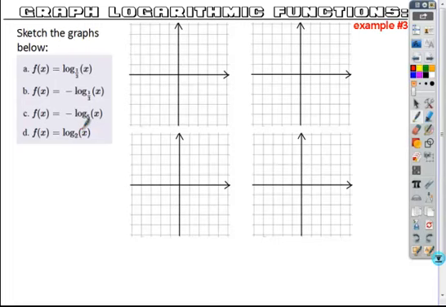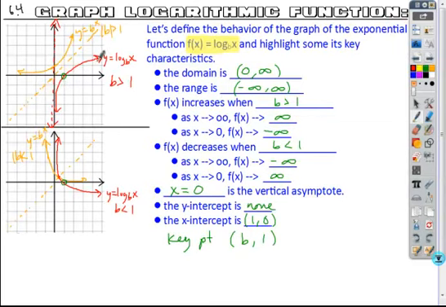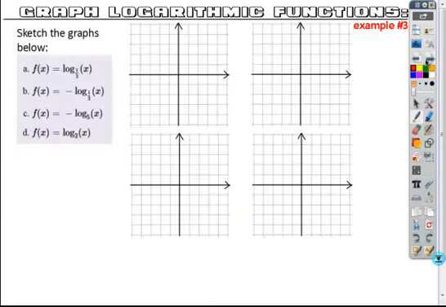But one of the easier ways to think about that, rather than trying to memorize when it's this graph and when it's this graph, is you can just use some key points. Okay? So the key points that you want to use is the value that makes the input 1.